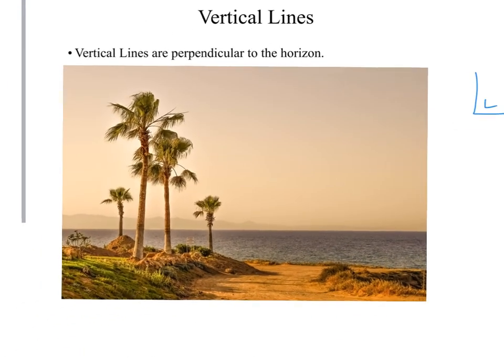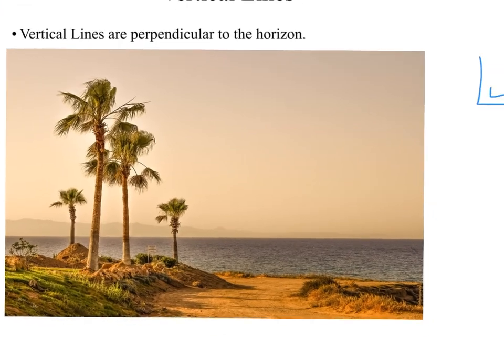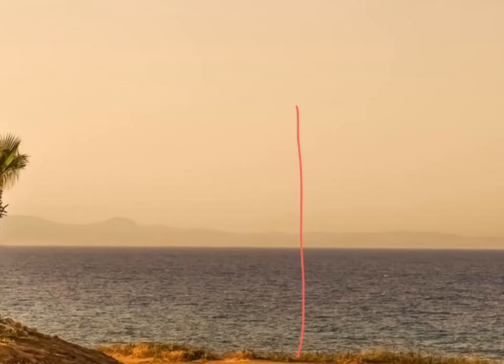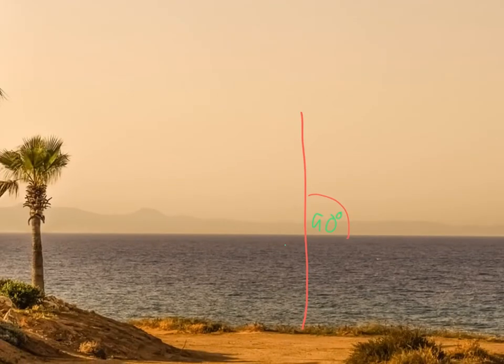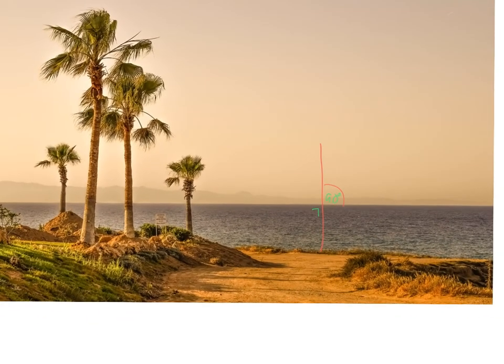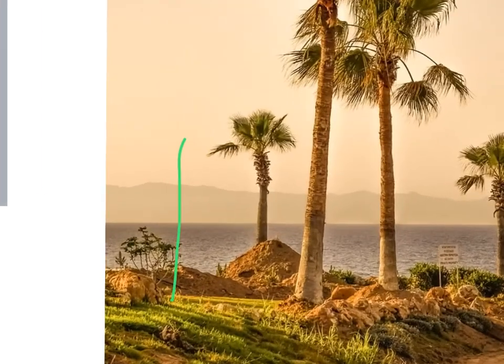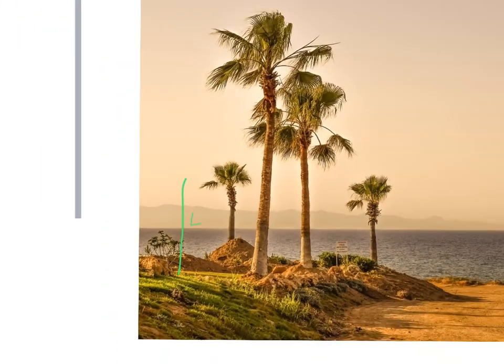So if we start drawing some examples of this, we'll go to our horizon. We can draw one line here that is at 90 degrees to our horizon. So if we look at this, the angle it makes with the horizon should measure 90 degrees. Or again, we can denote that by showing this symbol here. And if we want to draw another one, I might draw this one in green. Here's another example. Again, the angle it makes is 90 degrees here.